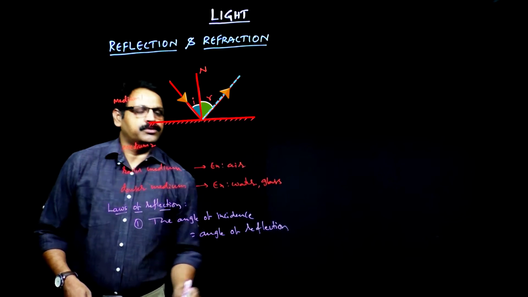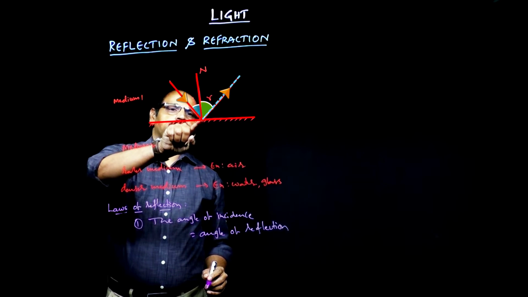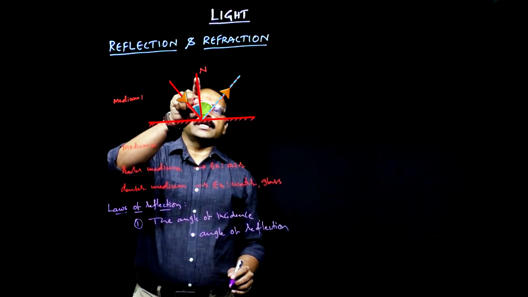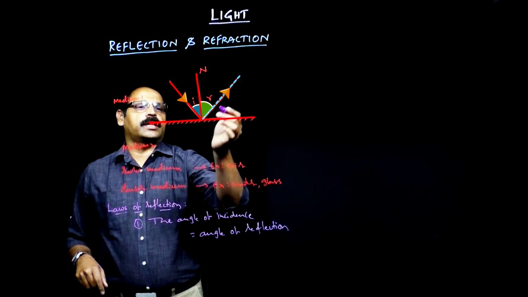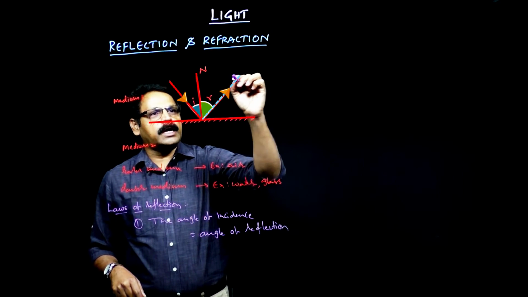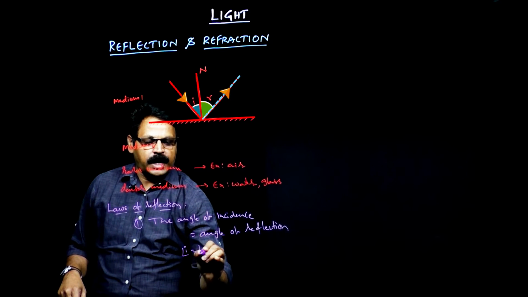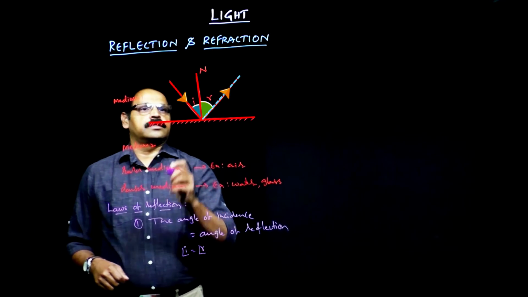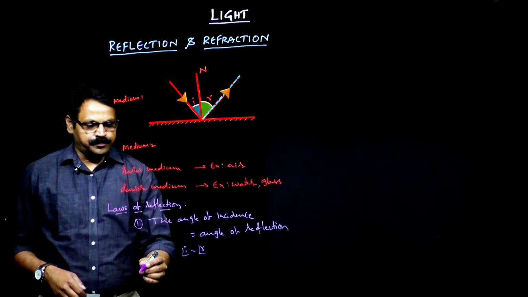One point you need to understand: if the ray is incident in this manner, it will get into the same medium by making the same angle with the normal. Pictorially it seems that R is more than I, but practically, with whatever angle it is incident, with the same angle it will reflect back. That means angle I must be equal to angle R. So this is the first law: angle of incidence is equal to angle of reflection.